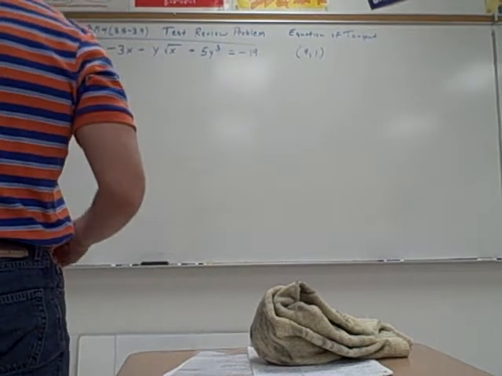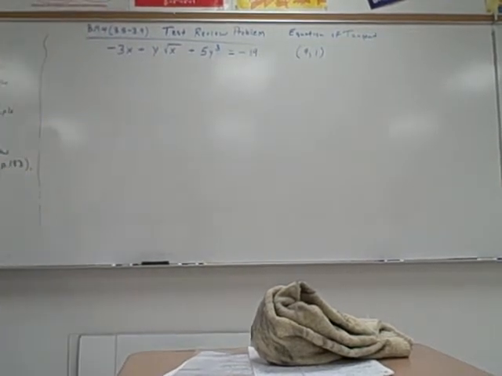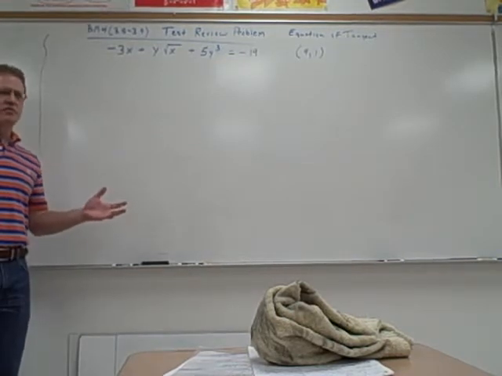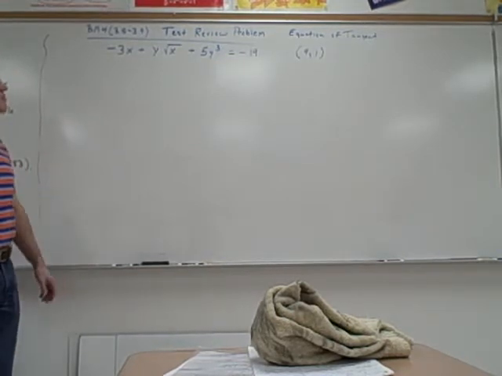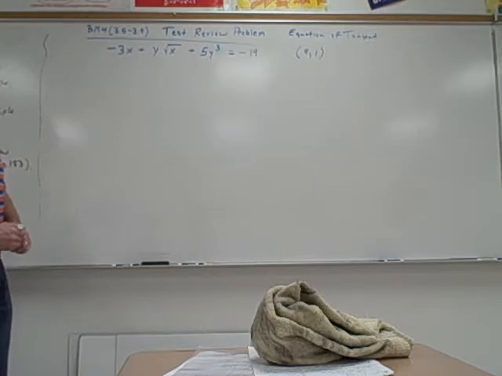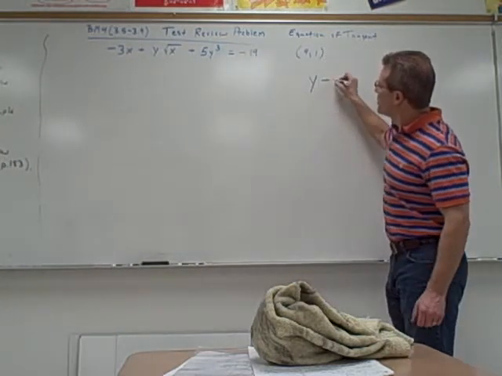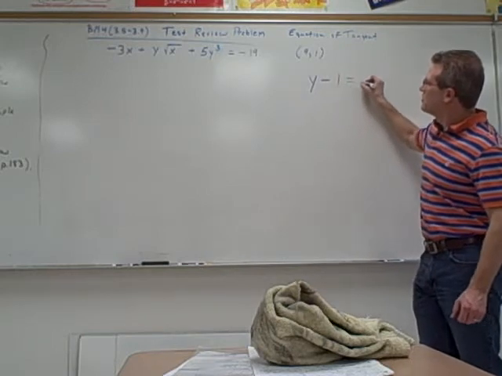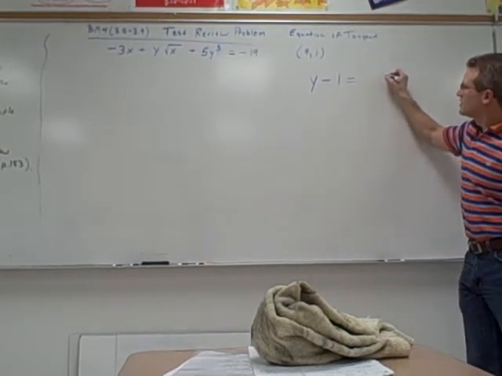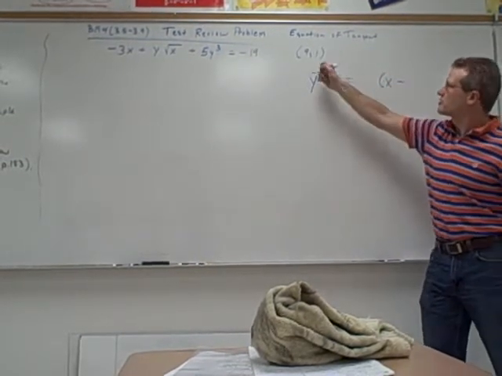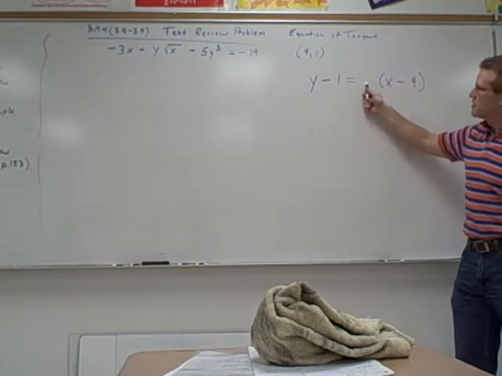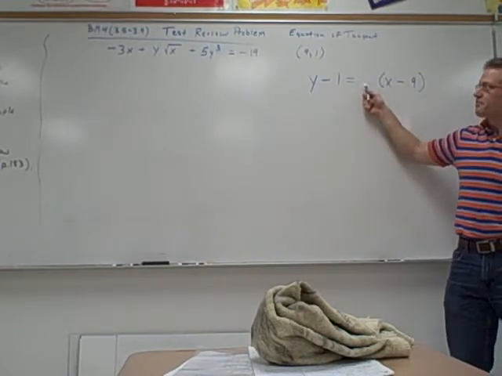Okay, this is a test review problem for the benchmark 4 test. It's not a problem right off the review or anything like that, but it's something similar to what's on the test. So if I want to write the equation for the tangent line, I'm going to go y minus my y coordinate of 1 equals my slope of m times x minus my x coordinate of 9. So to get this slope, I have to do the derivative.